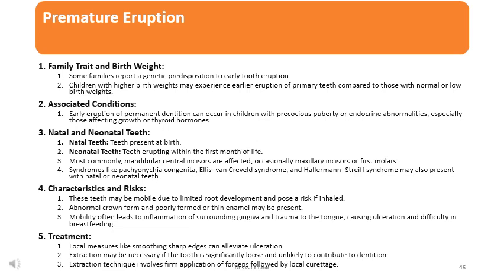Characteristics and risks. These teeth may be mobile due to lack of root development and pose a risk if inhaled. Abnormal crown form and poorly formed or thin enamel may be present. Mobility often leads to inflammation of surrounding gingiva and trauma to the tongue, causing ulceration and difficulty in breastfeeding.